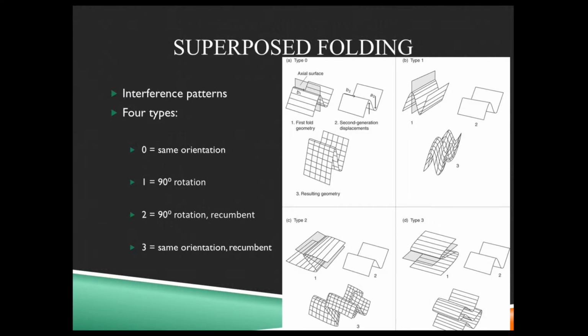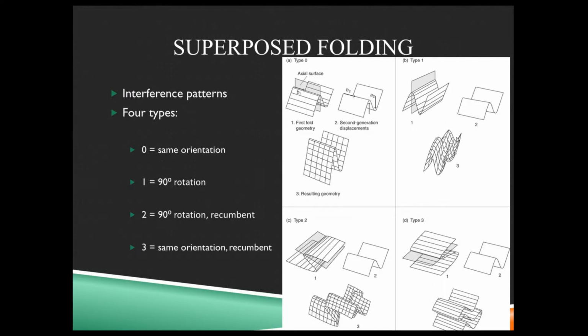In 3D, we can have these superposed folds in multiple orientations. The basics fall into these four type categories: type 0, 1, 2, and 3. Type 0 is the folds are in the same orientation. This is basically like waveform interaction. Because they're in the exact same orientation, they just enhance each other, and the result is a bigger fold facing the exact same way as the original fold.